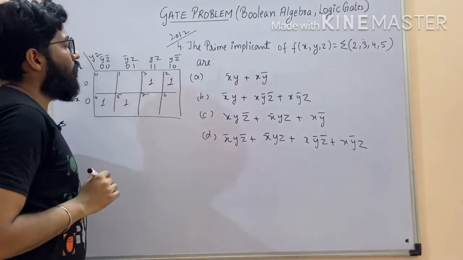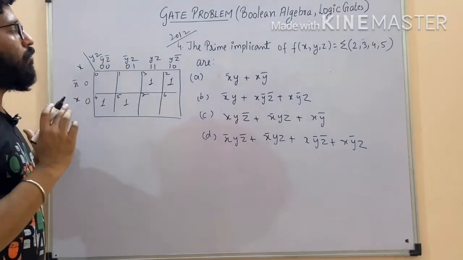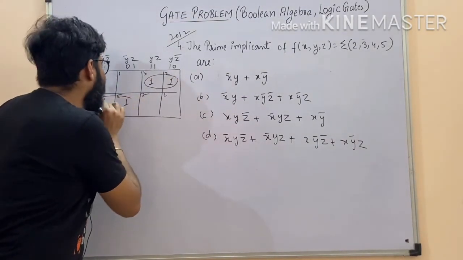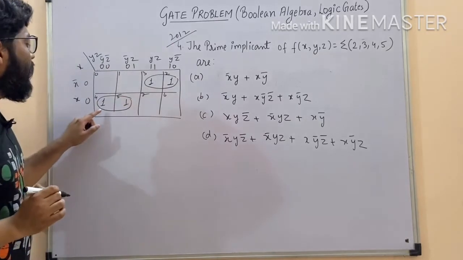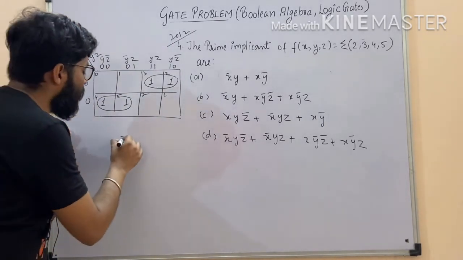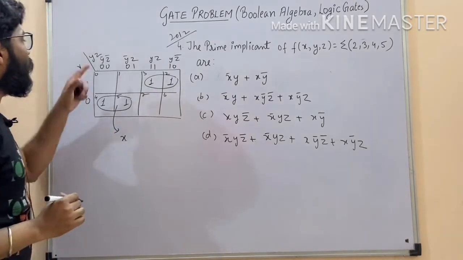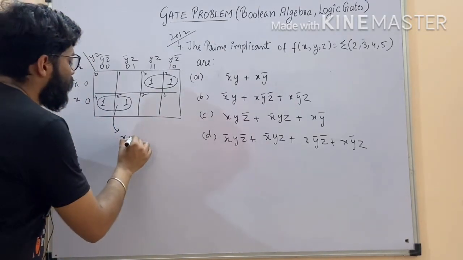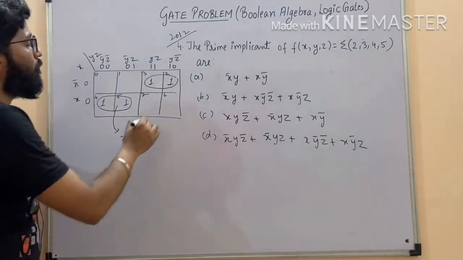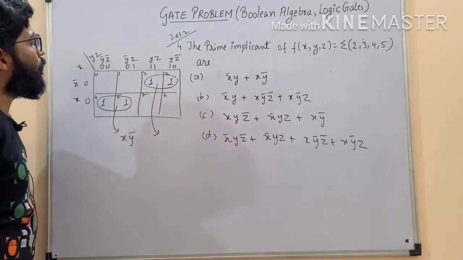5. Okay, now for prime implicants, you have to group the ones. So you have to group this one in this fashion and you have to group this one in this fashion. Now see the common portion in the left, what is common? X is common, okay, and at the top what is common? Y complement is common. So this is the prime implicant of this one, x and y complement. Now you have to write the prime implicant of this.